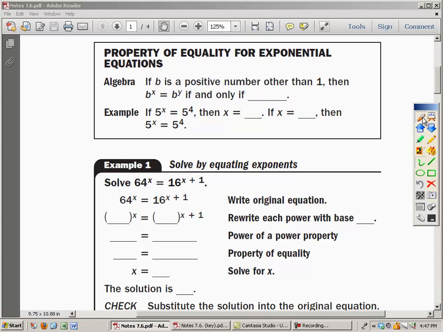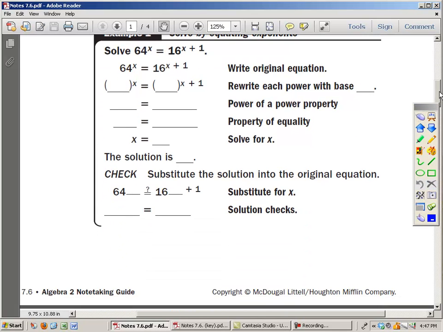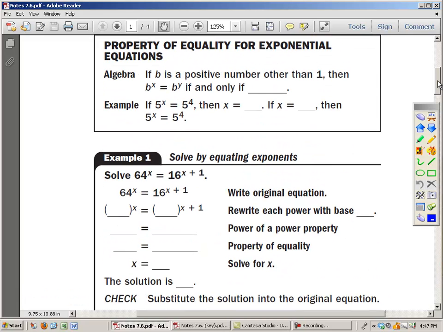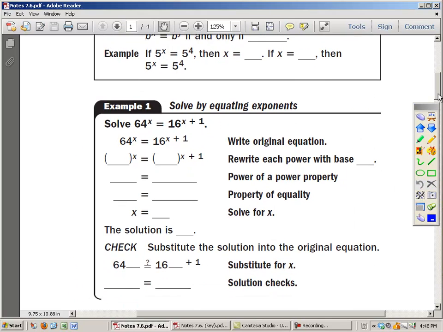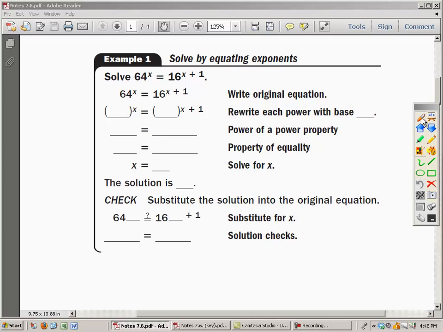All right, so let's take a look at an example here. We've got 64 to the x power and 16 to the x plus 1 power. Now we have to use properties of exponents to simplify these, because in order to use our property of equality for exponential functions, the big key is that the bases have to be the same. And in our case, 64 and 16, well, they don't match. So we've got to rewrite these powers so that they have the same base.